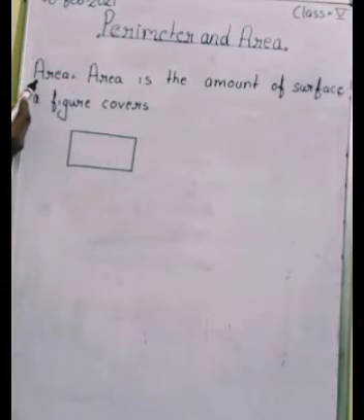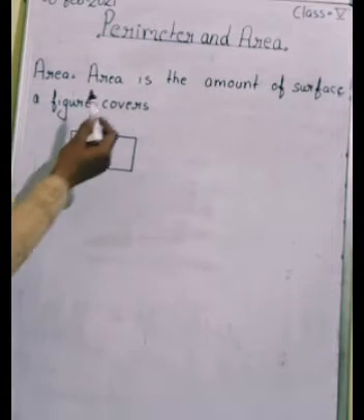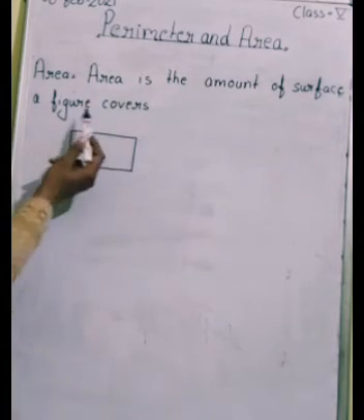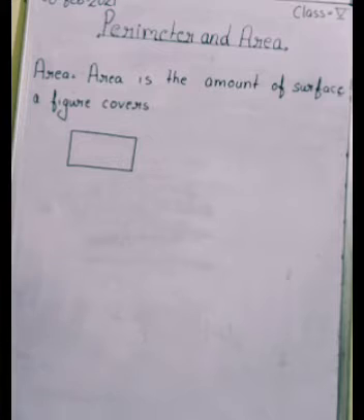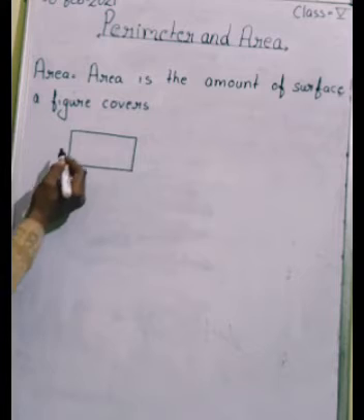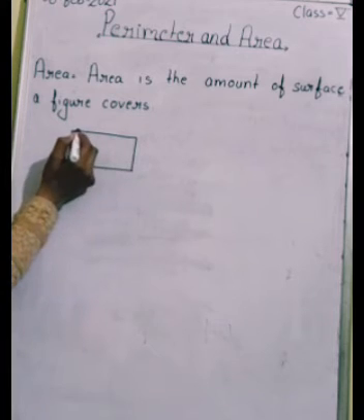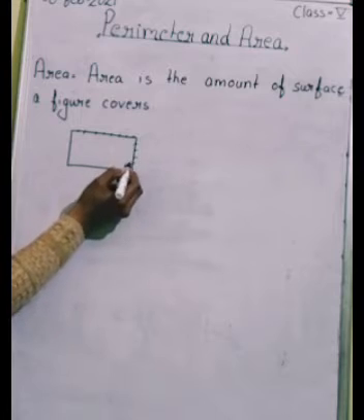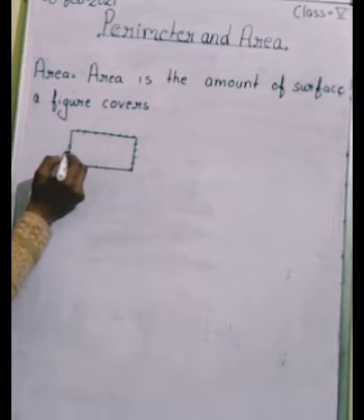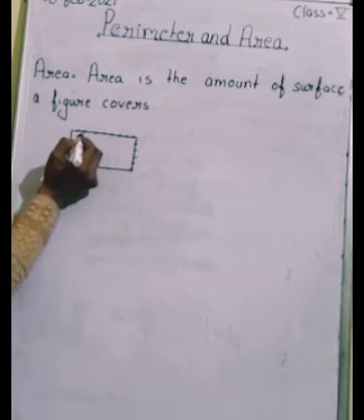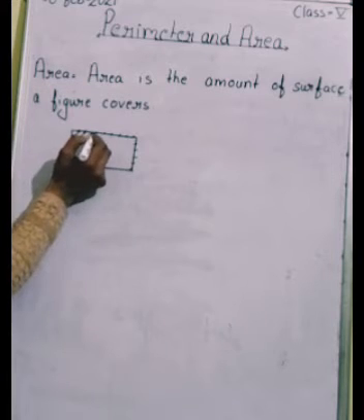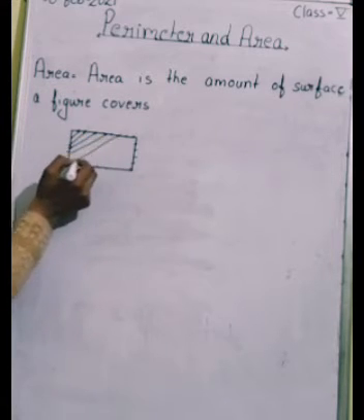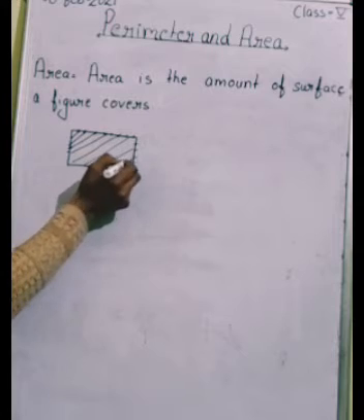Okay. Next we have area. Now what is area? Area is the amount of surface a figure covers. Okay, so here I have drawn a figure. This is a rectangle. If you have to find the perimeter, I told you that perimeter is the sum of the boundaries. So if you add the boundaries, this is its perimeter. Now what about area? Area means the amount of surface covered by this rectangle. It means this is the area.